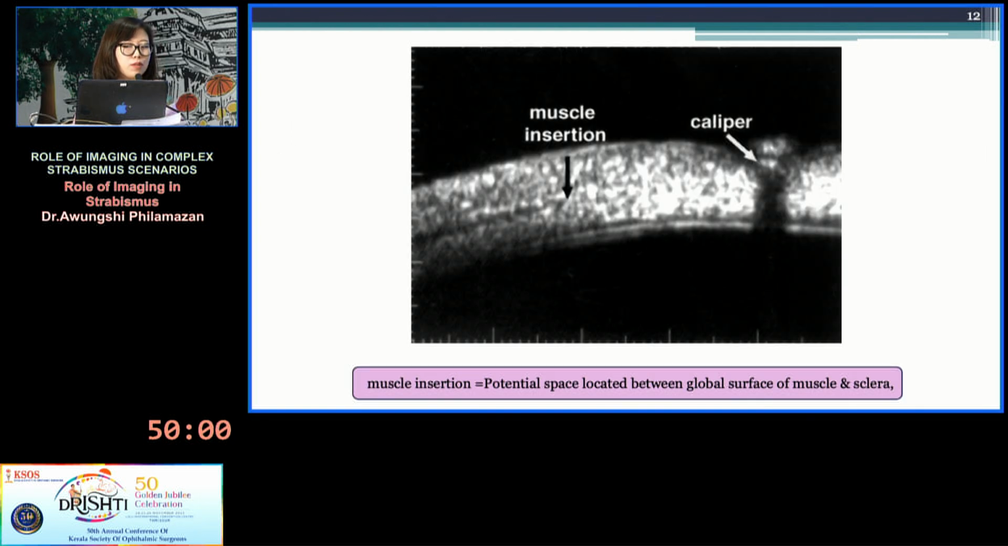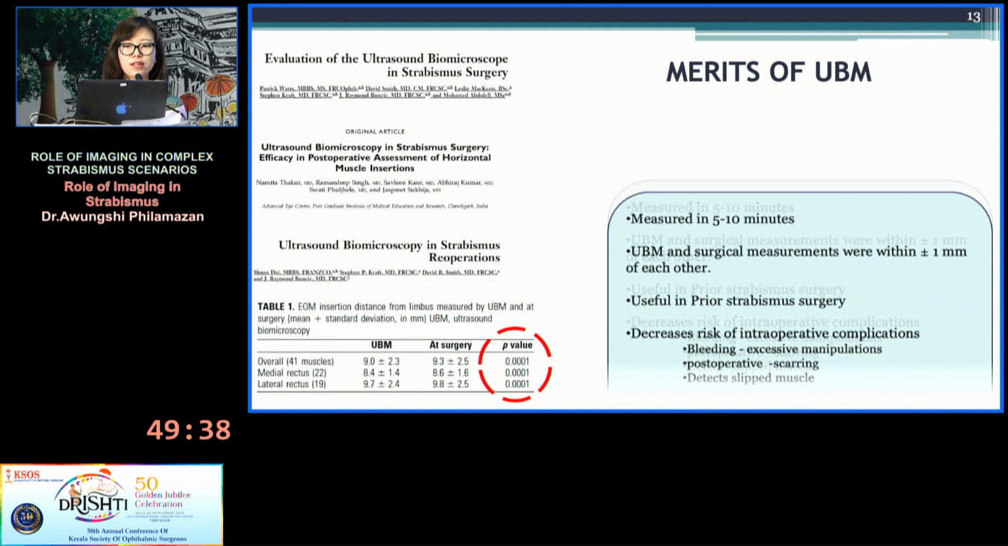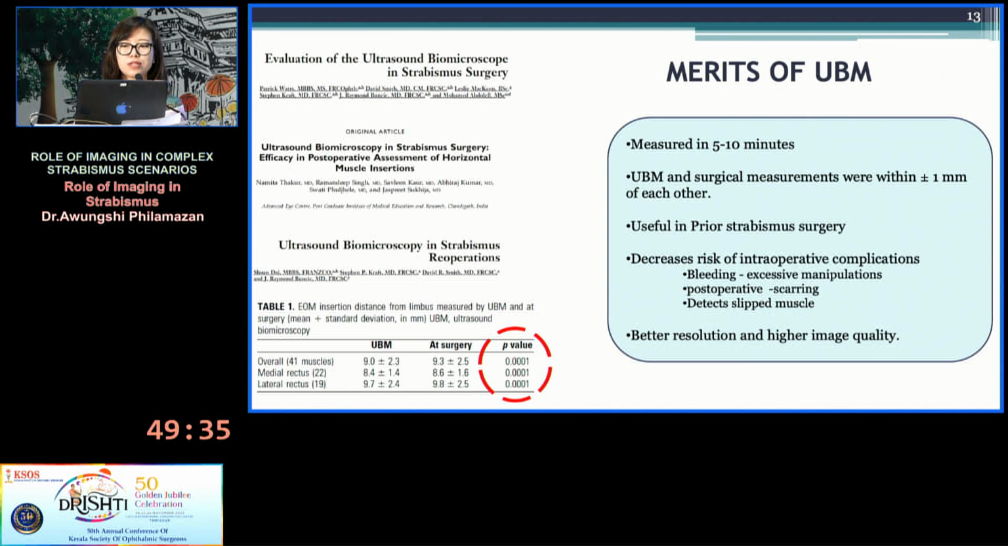This is how the image will be obtained, and the area where we hold with the caliper will be seen as a shadow. We measure the distance from this caliper shadow to the muscle insertion, which can be seen as a potential space located between the global surface of the muscle and sclera. Various studies have compared the pre-op ultrasound measurement with the intra-op caliper measurement, and all the measurements were found to be within 1 millimeter of each other. It was very reliable in patients with prior strabismus surgery in case they don't have any records with them. It also decreases the risk of intraoperative complications like excessive manipulation, which causes bleeding and more scarring.